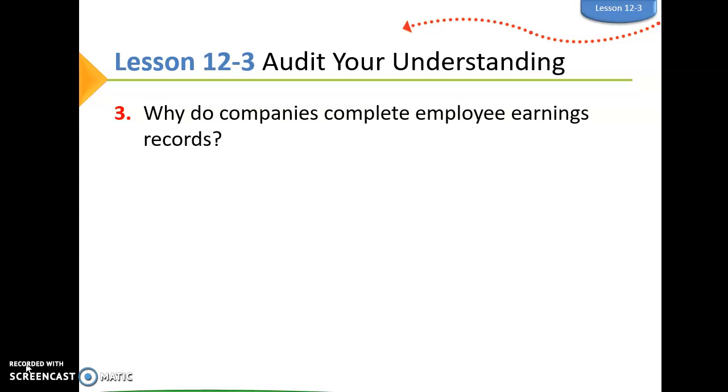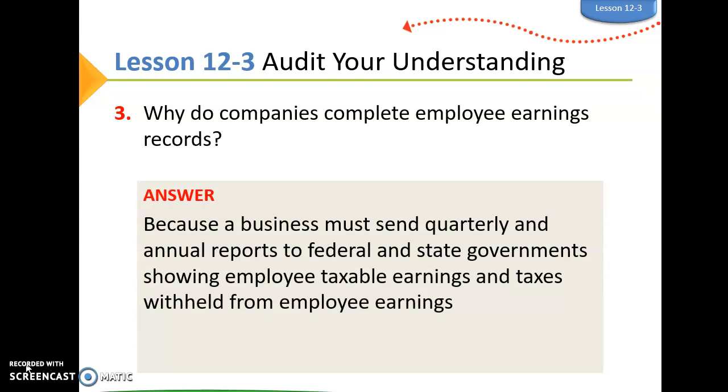Why do companies complete employee earnings records? We talked about these being done by quarters, and it's because the business must send quarterly and annual reports to the federal and state governments showing employee taxable earnings and that you're actually taking taxes from the employee earnings. So that's why it's important to do that for each employee for each quarter.